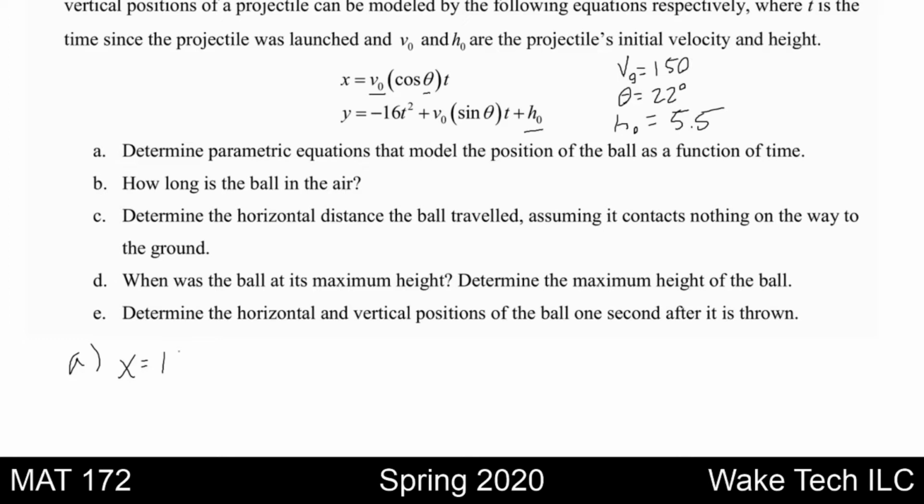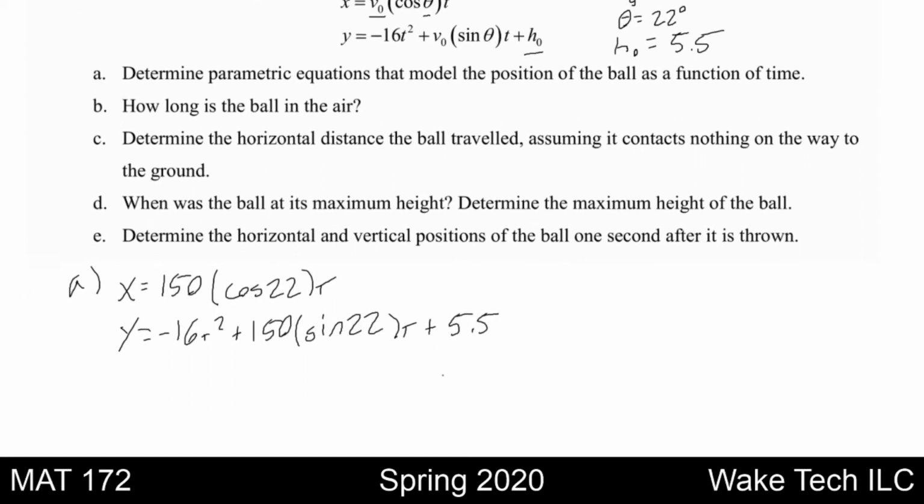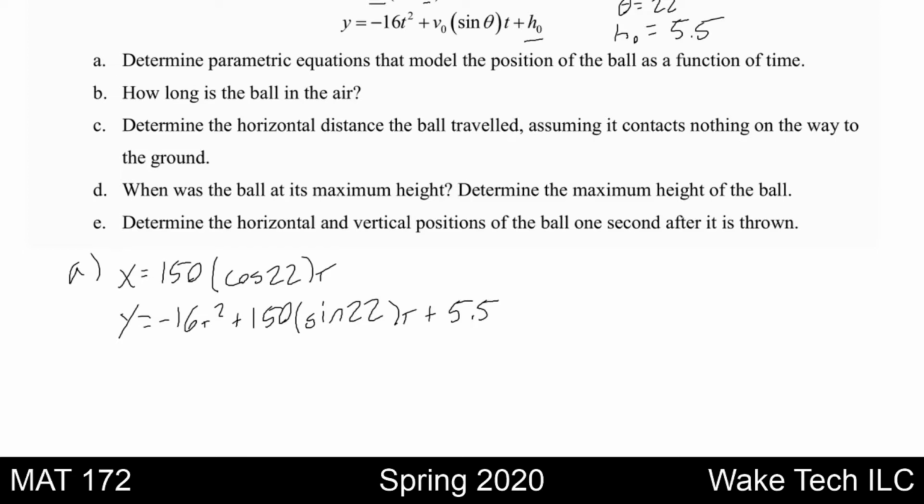So x would equal 150 cosine 22 t. Y would equal negative 16 t squared plus 150 sine theta, which theta is 22, t plus, in this case, 5.5. Alright, now that we've answered part A, we've created parametric equations that model the position of the ball.